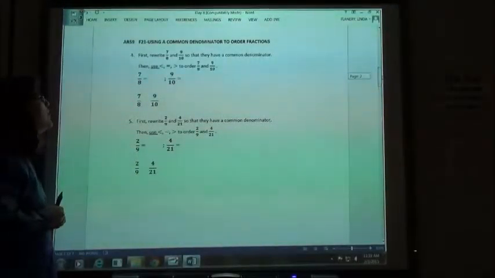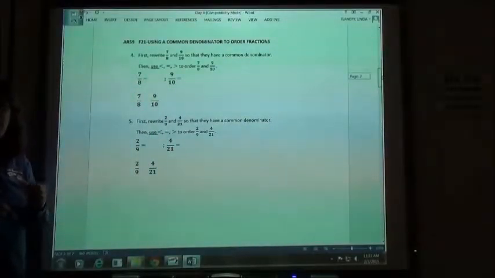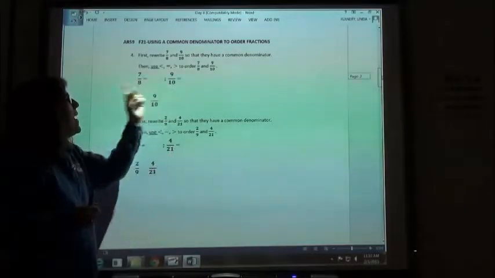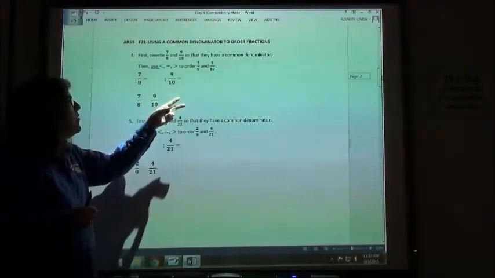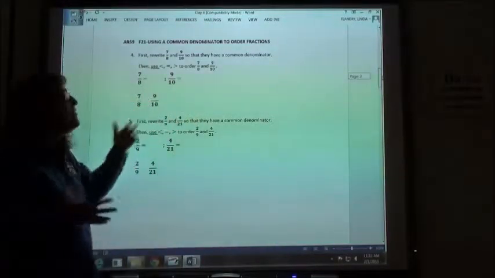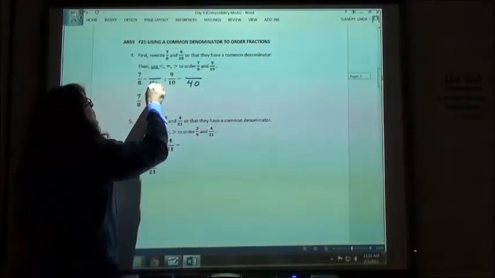and compare your fractions. So if I have an 8 and a 10, I'm looking for my least common multiple. I'm going to start with 10. 8 doesn't go into 10, so I do 20. 8 doesn't divide into 20, so I try 30. 8 doesn't divide into 30, so I try 40. Oh, 8 divides into 40. 40 is my least common multiple.